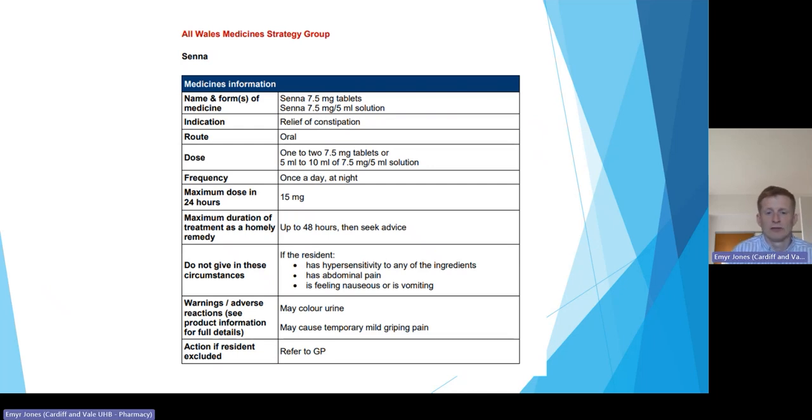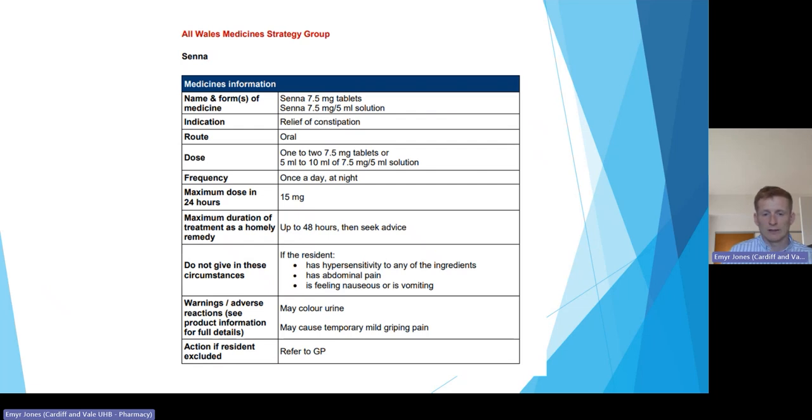So again, it's trying to allow the care home to treat and support the residents with some mild or self-limiting conditions. There are a couple of examples within the toolkit, but also the GP may instruct a care home to purchase a specific over-the-counter product to treat another minor ailment that may not be included in the homely remedies, and this is no different to a person in their own home. It's what we'd recommend someone living in their own home to do as well.